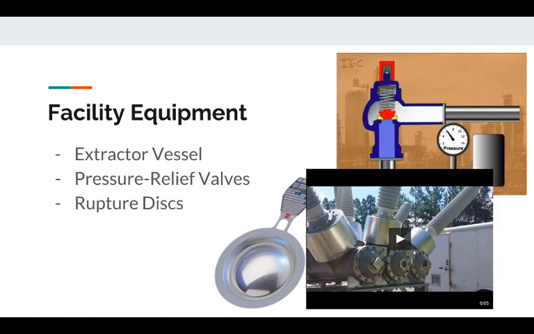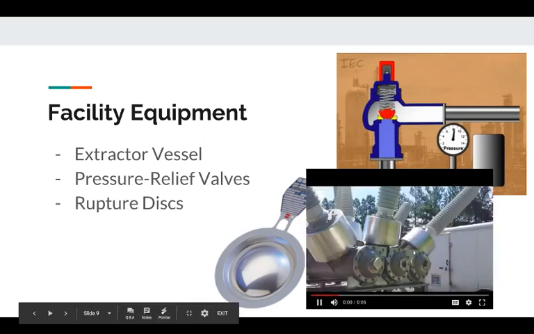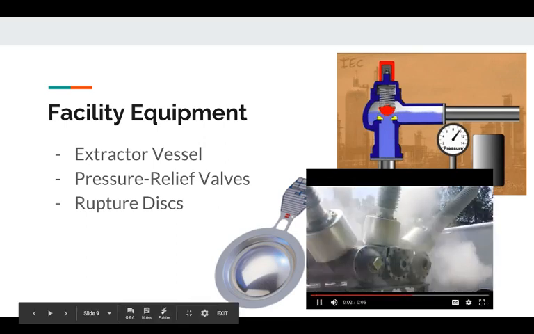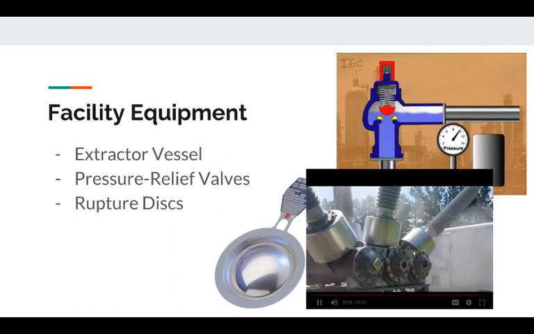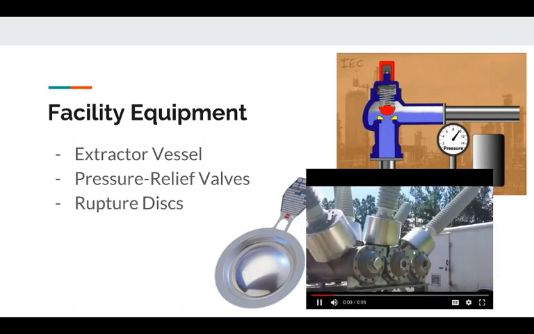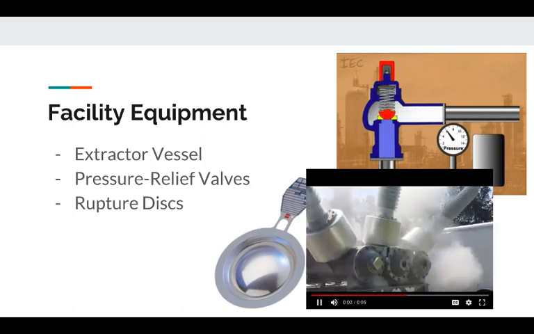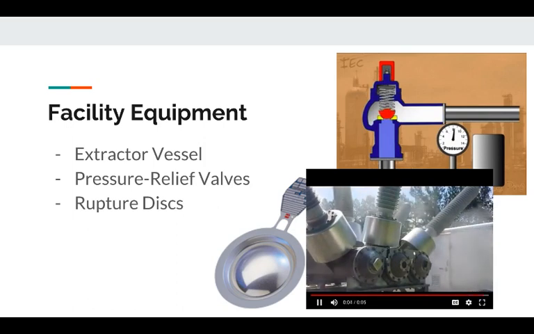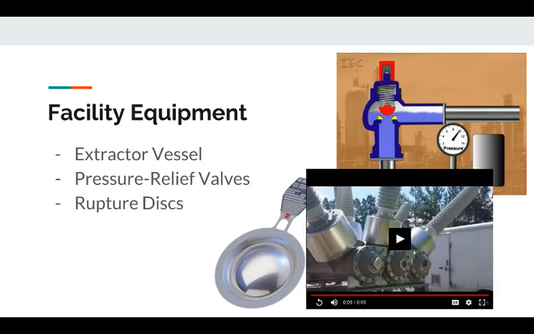So let's see an example of what happens. In this particular case, we see an explosion, and something important to note is there's still some excess pressure being bled off, even after the initial burst. And that's because the pressure relief valve doesn't actually close afterwards. It is actually broken and will need to be replaced afterwards.